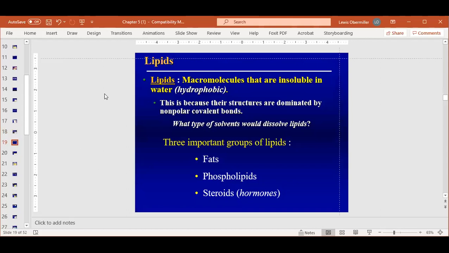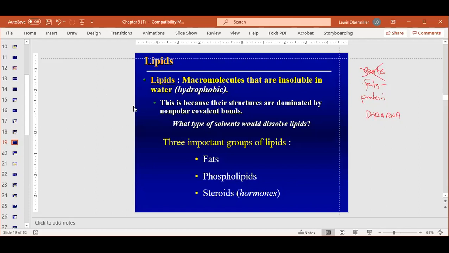Okay, so that covers the carbs. Remember, we're just sort of covering the things on your nutritional label. So we're going to go over the carbs and the fats and then the proteins. And then we're going to look at the DNA and the RNA, the nucleic acids. So we finished carbs. Now we're on to fats.